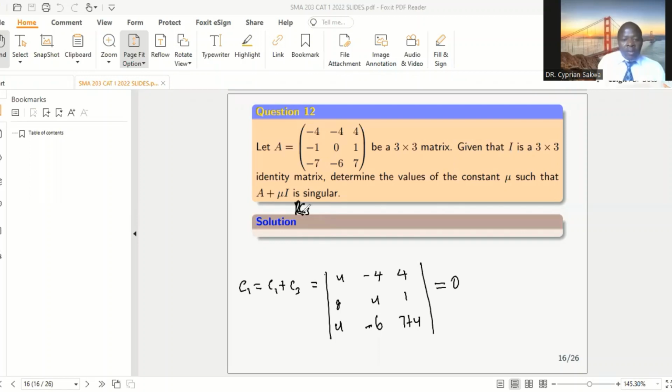The new row 3, I want it to be the current row 3 minus row 1. When that happens, row 1 remains where it is. I want this to be 0. Row 2 remains where it is. But what about this row 3? I'm subtracting row 1 from row 3, so this becomes 0. This minus that becomes negative 2, because it's negative 6 minus 4. And this will be 3 plus u.